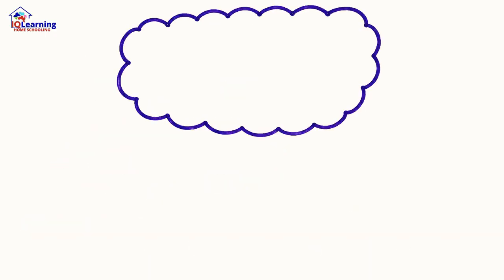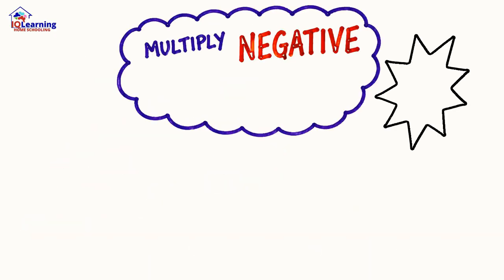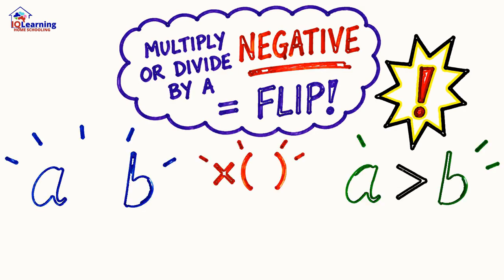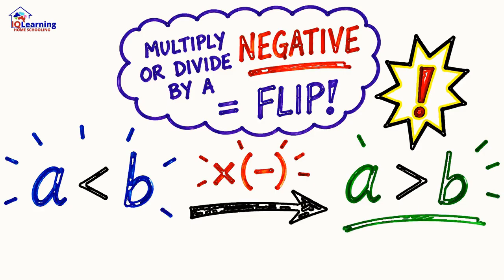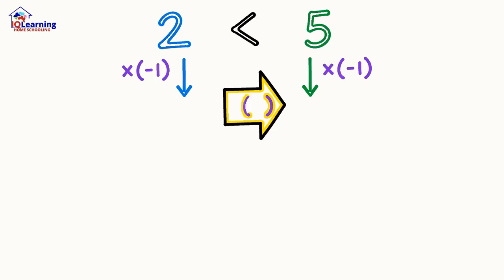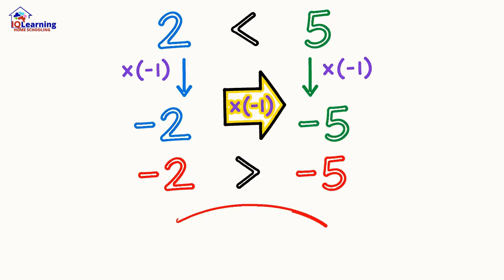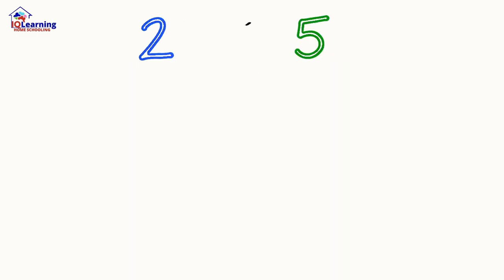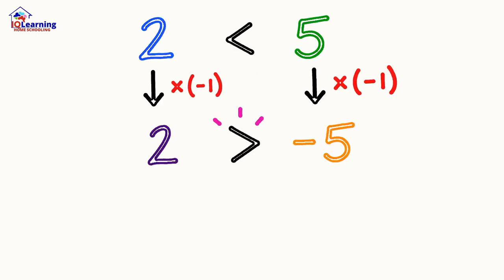But there's one crucial twist, the golden rule of inequalities. If you ever multiply or divide both sides by a negative number, you must flip the inequality sign. Why? Think about it. We know 2 is less than 5. But if you multiply both by -1, you get -2 and -5. On a number line, -2 is actually greater than -5.